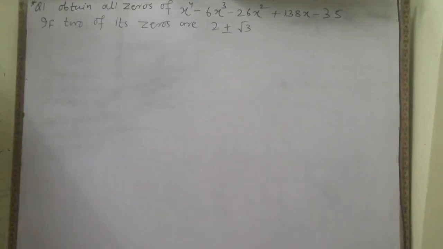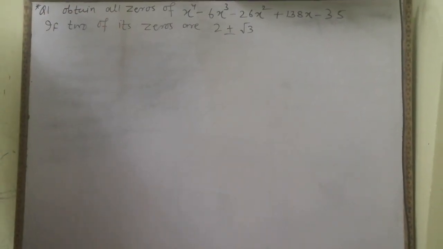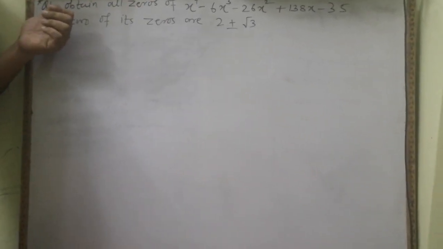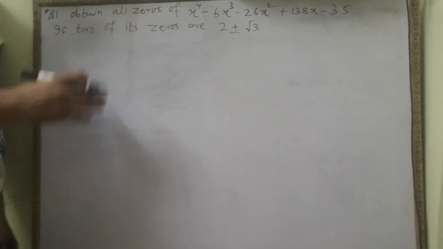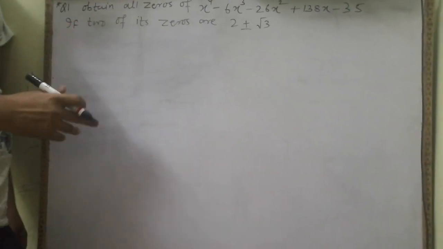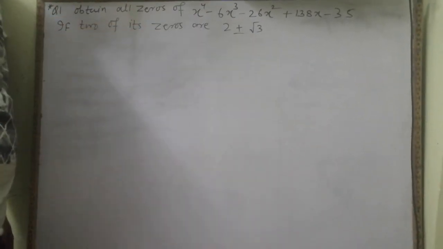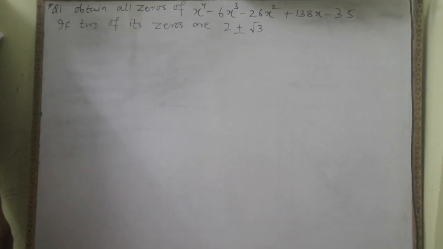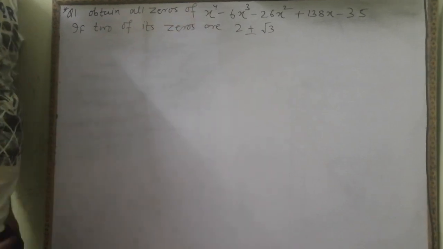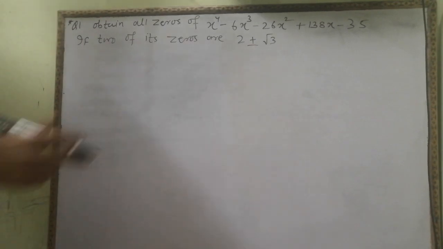Now student, I have written one question which is similar to the previous question which we have solved. This is NCERT book exercise 2.4, the question is the same as the previous question. Obtain all zeros of x to the power 4 minus 6x cube minus 26x square plus 138x minus 35 if two of its zeros are 2 plus minus root 3. So again we will do the similar thing that we did.